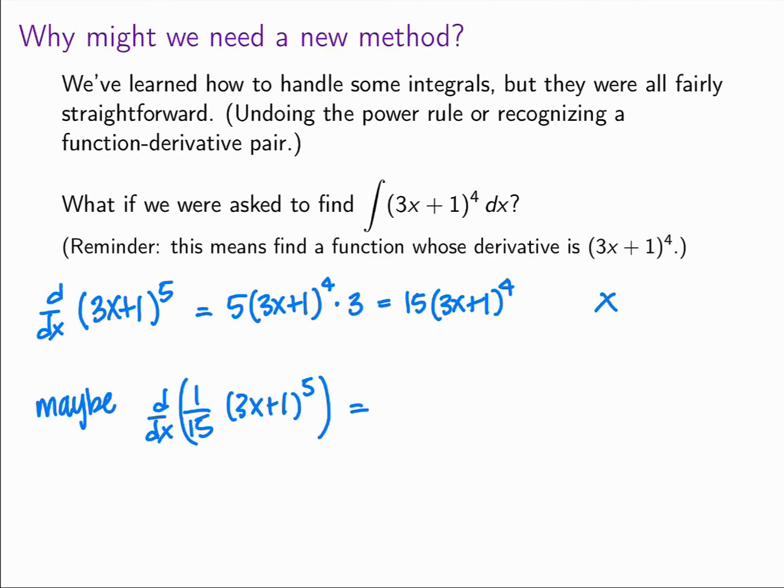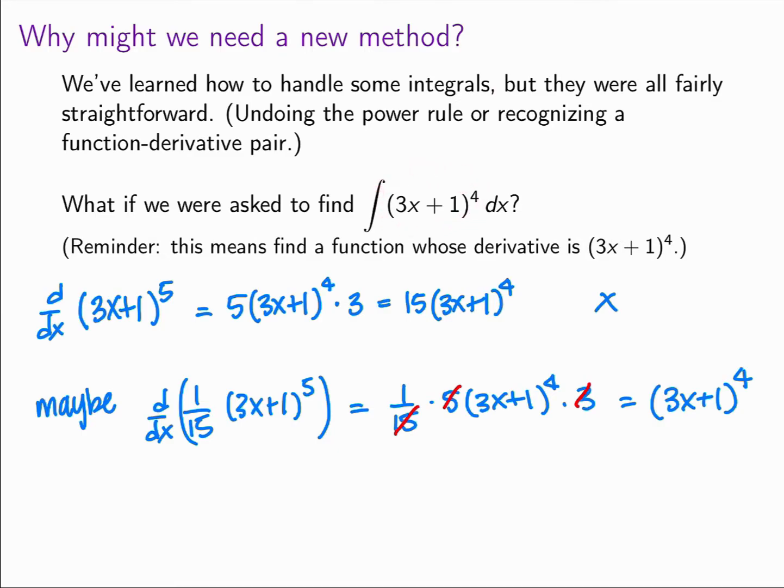So let's see what that would be. I'd have my 1/15 constant multiple, which can just hang out, and then times the derivative of that (3x + 1) to the fifth power. So that's 5 times (3x + 1) to the fourth times a 3 for the derivative of the inside. And what I'm going to notice is 5 times 3 is 15 and cancels with the 15. So I end up with just (3x + 1) to the fourth, which was my goal.